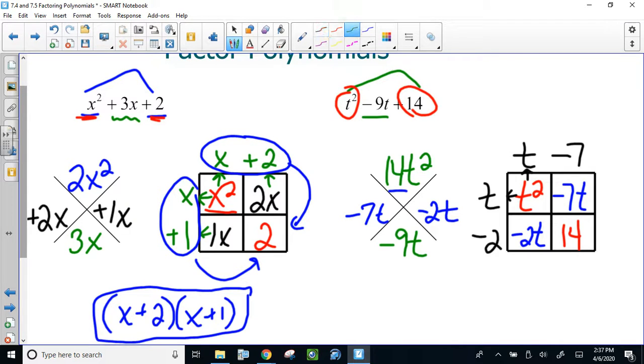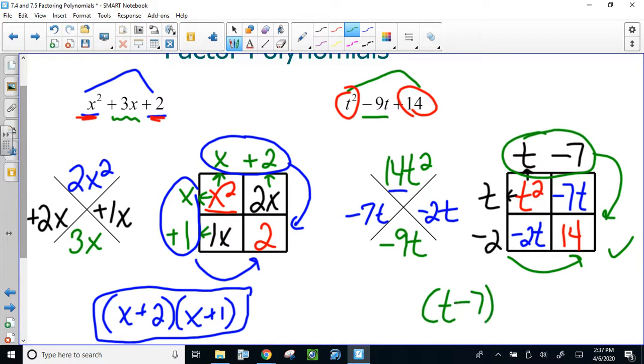And then just to double check, does negative 7 times negative 2 make the negative 14? Yes. So our answers would be, from the top of the box, I have t minus 7, and from the side of the box, I have t minus 2. And that's really all there is to it.